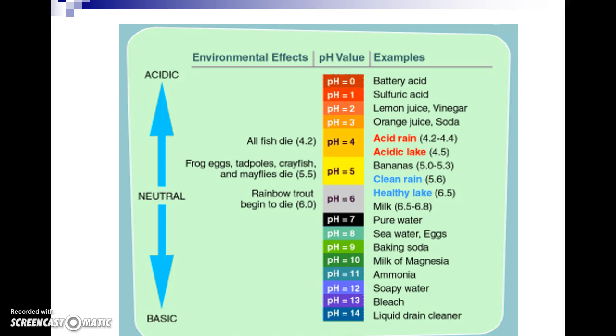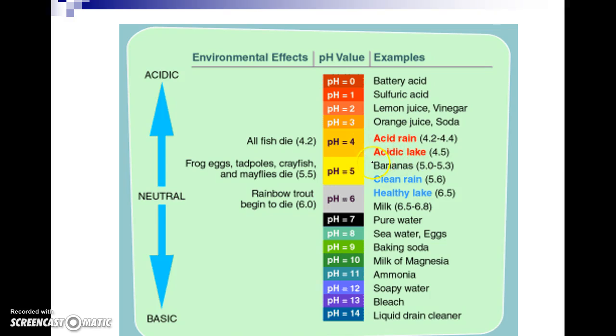These are just some interesting charts to put up. I like this one because it talks about the environmental effects. So in environmental science, we'll take a look at how these different pHs start to affect different organisms. But if you can look, battery acid, sulfuric acid, lemon juice, orange juice, soda, these are all common things that we tested.